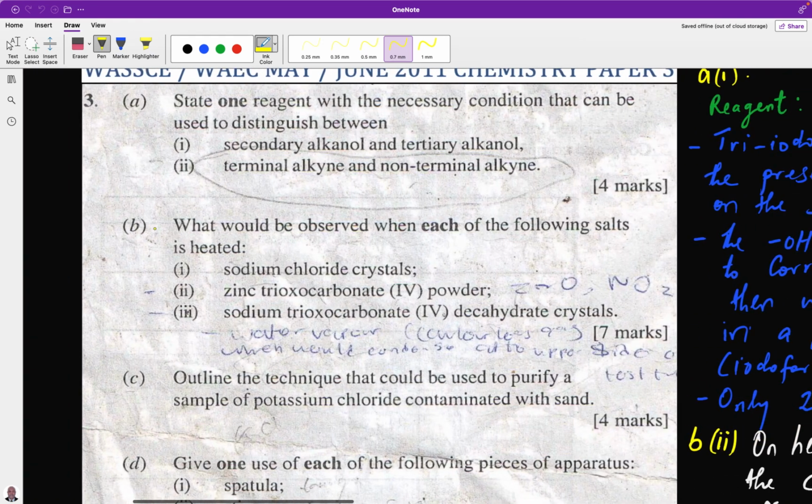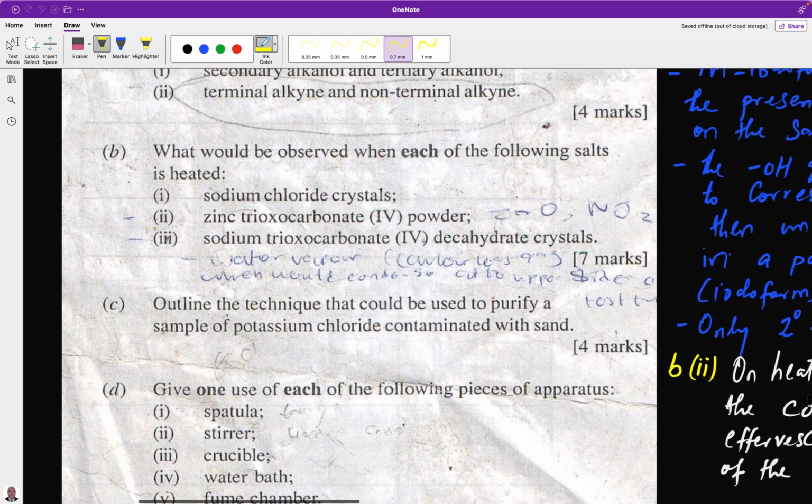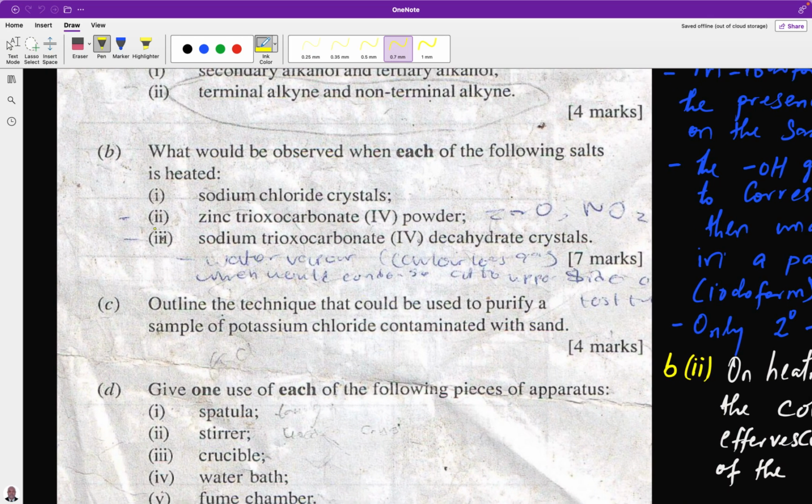Now, let's go to B. B is a total of 7 marks. B, what would be observed when each of the following salts is heated? When each of them is heated, we have sodium chloride crystals, zinc trioxocarbonate(IV) powder, and we also have sodium trioxocarbonate(IV) decahydrate crystals.